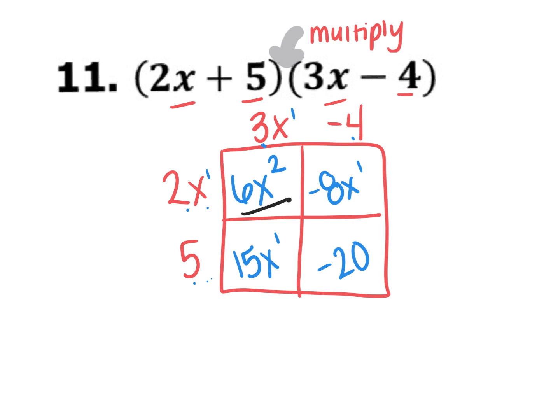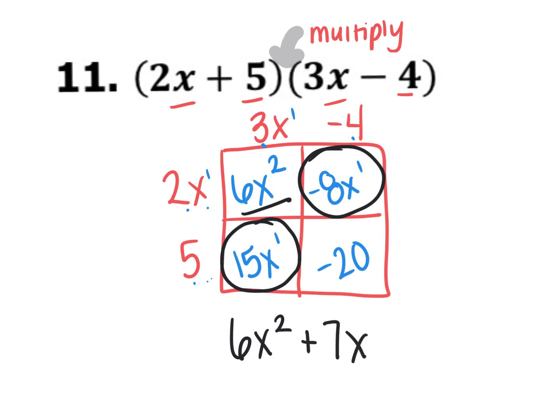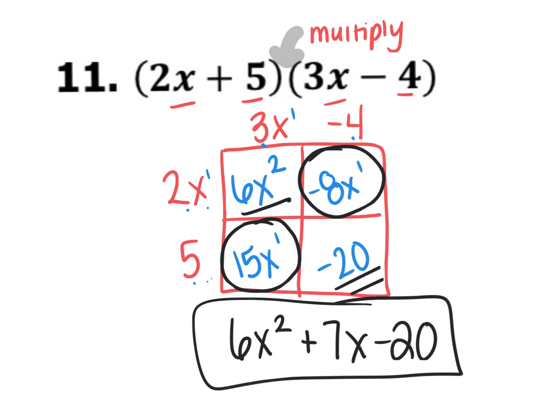So now once I've filled in my boxes, I need to combine like terms. Well, this 6x squared, there's not another x squared, so I'm just going to go ahead and bring it down. This 15 and this negative 8 both have an x to the first on it. So we need to do 15 plus negative 8, which gives me 7. So I'm going to say plus 7x because they both just have an x on it. And then this negative 20 is the only number that doesn't have a variable, so I'm just going to go ahead and bring it down. And that is my final answer.